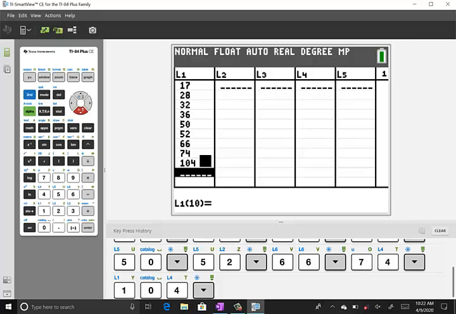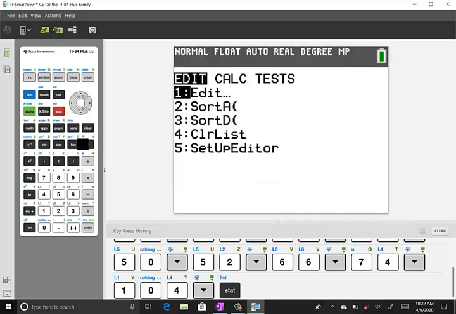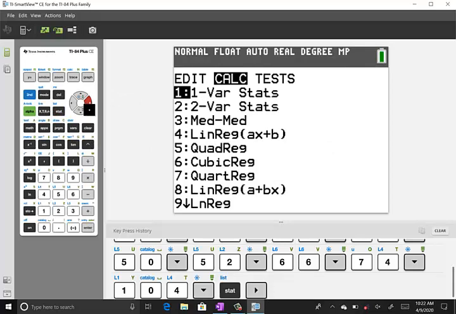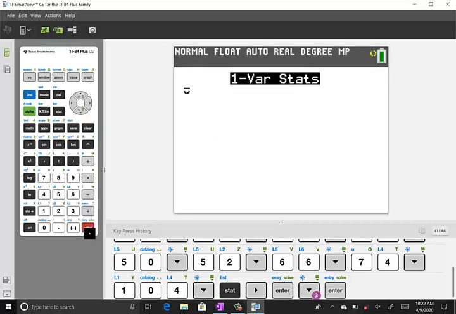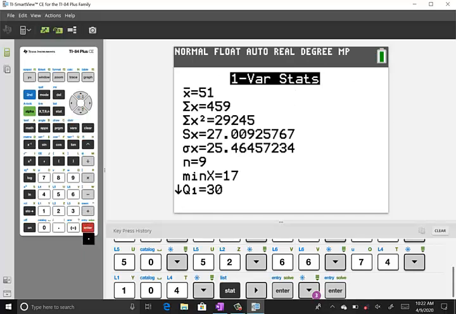So now we can go ahead and find the standard deviation. Hit the stat button again, and you're going to scroll over, use your right arrow, go to CALC. It should already be on number 1, one-variable statistics, so press enter. Scroll down to Calculate, press enter. There we go.